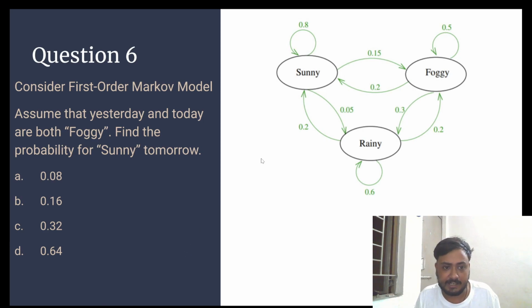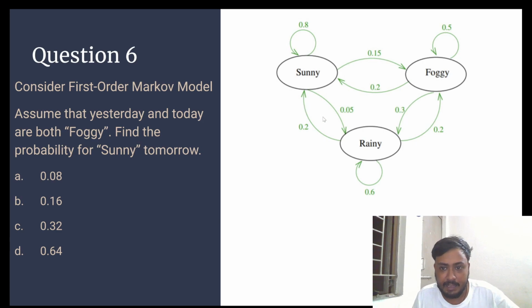Okay, so let's start with this problem. This is a first order Markov model, and you have three possible weather conditions: sunny, foggy, and rainy. They have said that this is a first order Markov model. What does that mean? These weather conditions are mentioned for a day. So the weather of today will only depend on the weather of yesterday, not the day before yesterday and before that. Why? Because this is a first order Markov model. So the weather on any day only depends on the weather of the previous day.